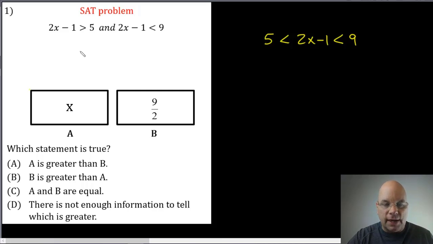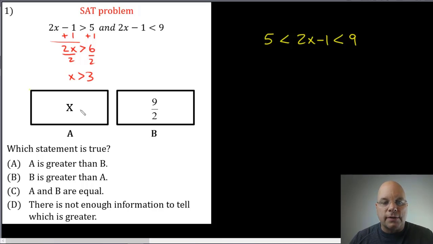Anytime we're solving an inequality, we solve it just like an equation. The only thing we need to look out for is if we multiply or divide both sides by a negative, then we need to reverse the inequality because we're taking the opposite of both sides at that point. Okay, so here I want to isolate the variable x, so I'm going to add 1 to both sides of the inequality. Negative 1 plus 1 is 0, so I'm left with 2x is greater than 5 plus 1, 6. Then I need to divide both sides by 2, and we get x is greater than 3.